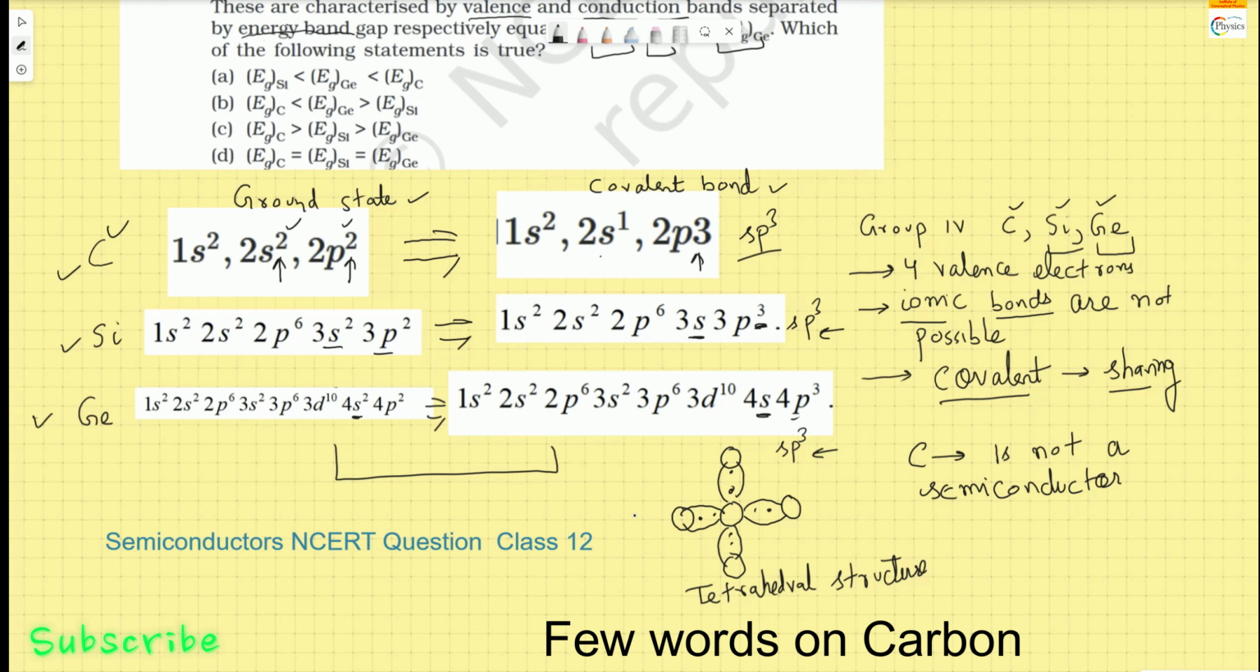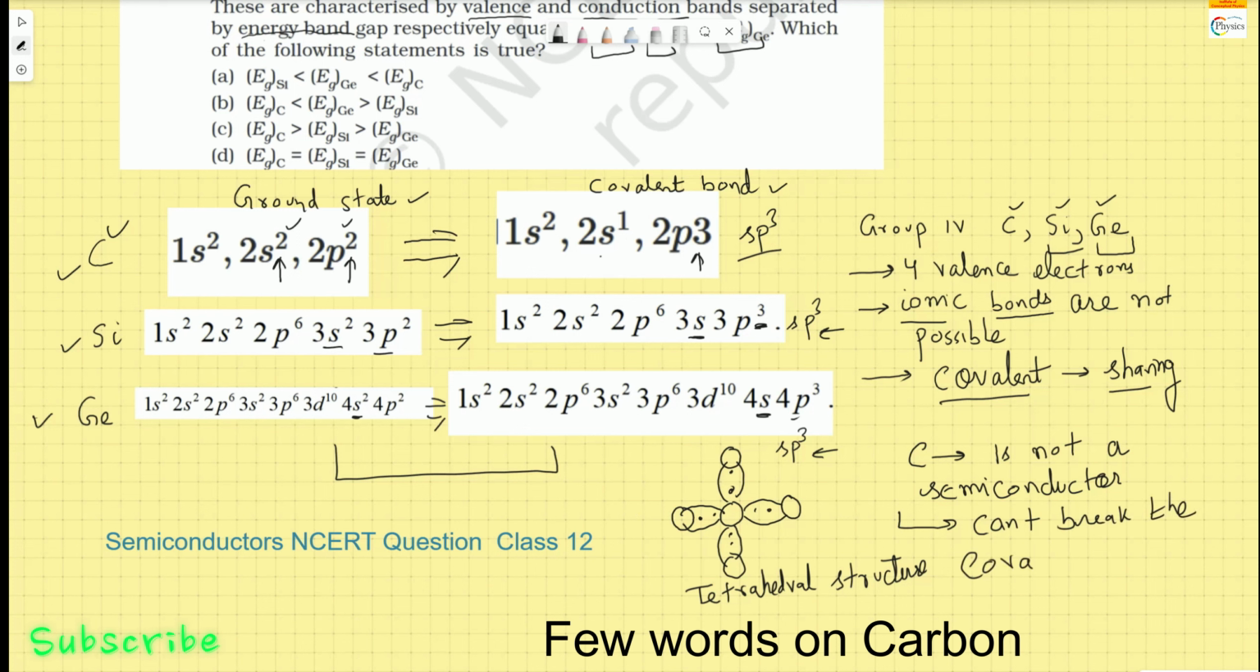The reason is that when you give carbon a lot of temperature to try to make it a conductor, for example room temperature and higher, it is not possible to break the covalent bond. So with carbon, you can't break the covalent bond.